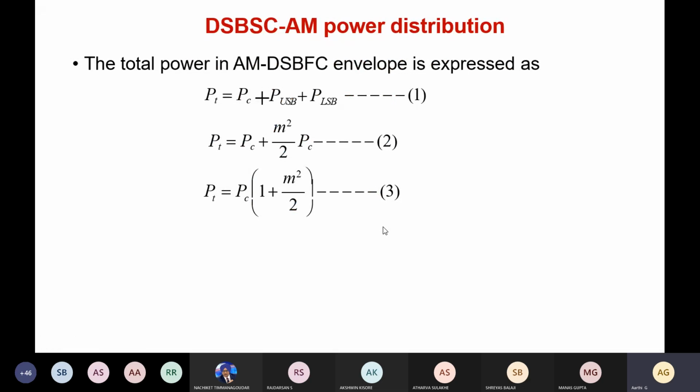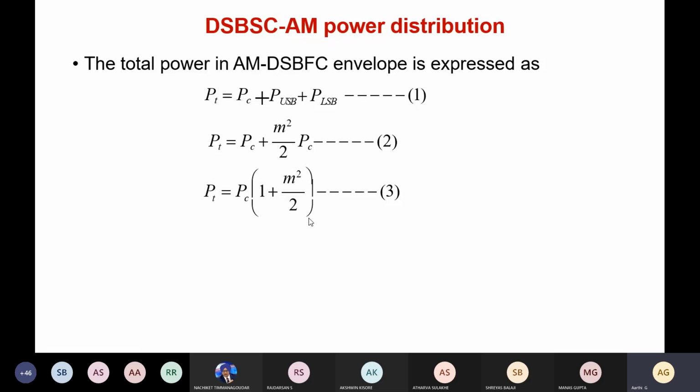So now we are going to calculate the efficiency of the DSBSC waveform. For this we need the total power. The total power in our AM double sideband full carrier is expressed as carrier power plus upper sideband plus lower sideband. We have already studied this expression. The total power will be the carrier power into 1 plus m square by 2.